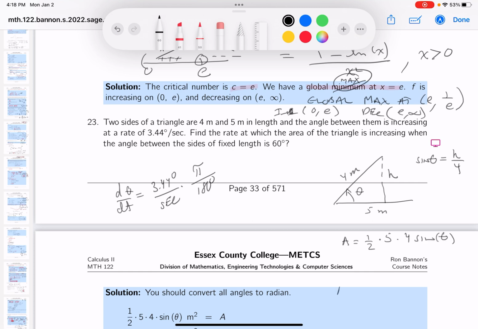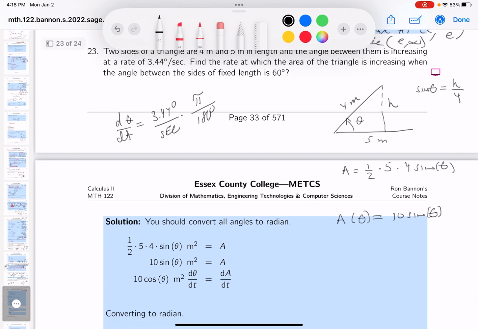Let's write this down. So area is actually a function of theta. And what do you get there? Let's take a look. 1/2 times 5 times 4 sine theta, that's 10 sine theta. And I can certainly take a derivative of that. What would you get over there? A prime is going to be 10 cosine theta d theta dt.